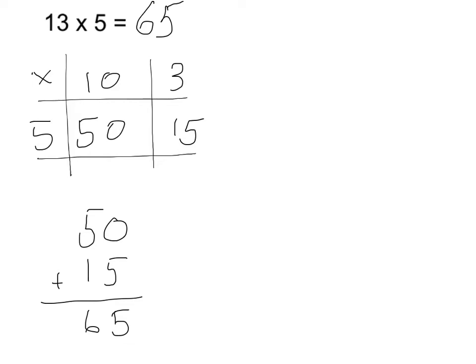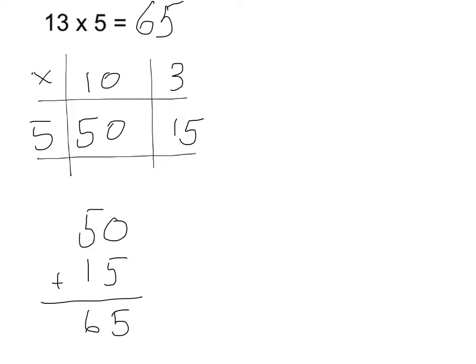Here's how I've done it. First of all, I drew myself a grid. Then I partitioned 13 into 10 and 3. I put 5 here on my grid. Next I did 5 times 10, which is 50, so the answer went here. After that I did 5 times 3, which is 15, and the answer went here.